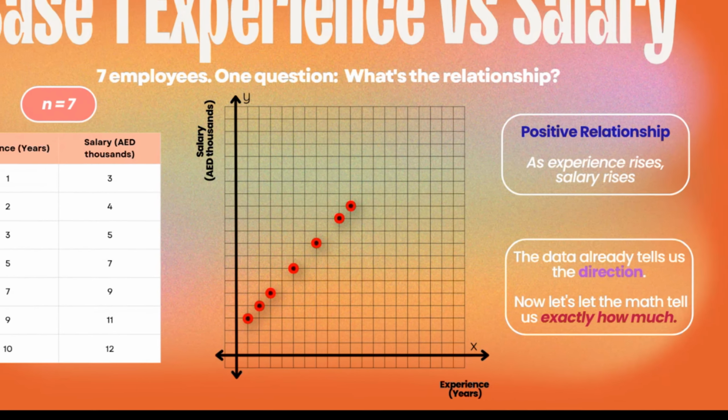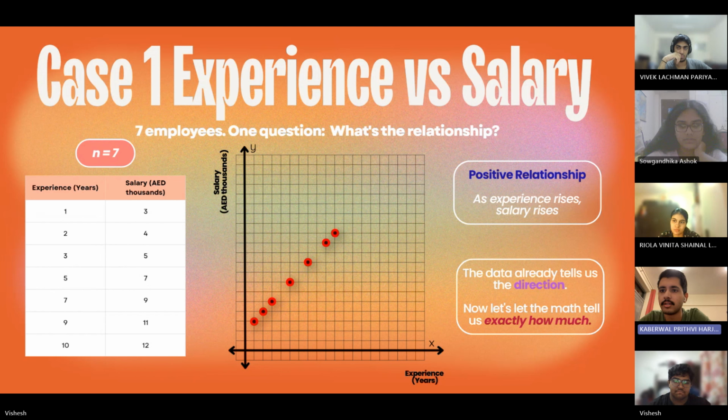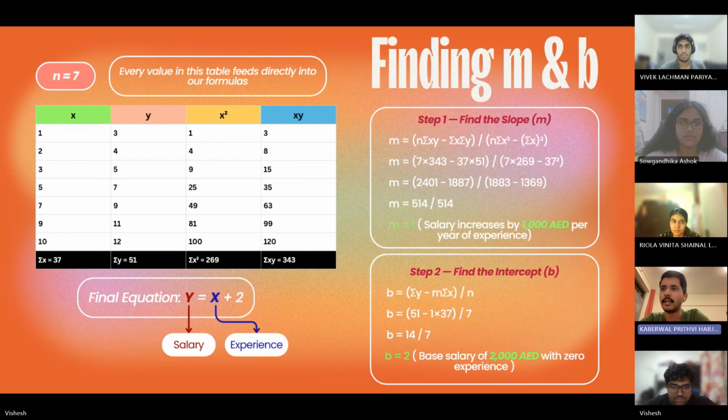So what you see over here is a positive relationship, which is a linear regression. As experience rises, salary rises. The data already tells us the direction. Now let's use the math to tell us exactly how much. All right, so the next thing is finding m and b.